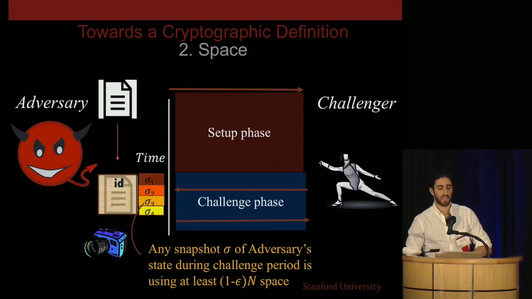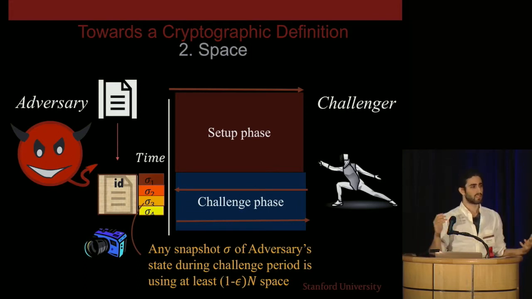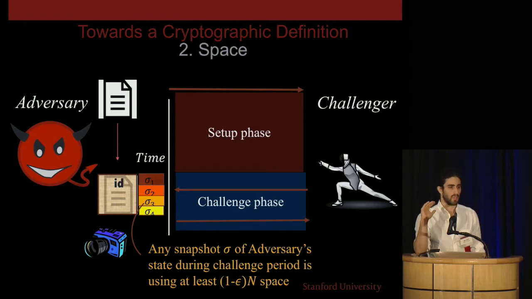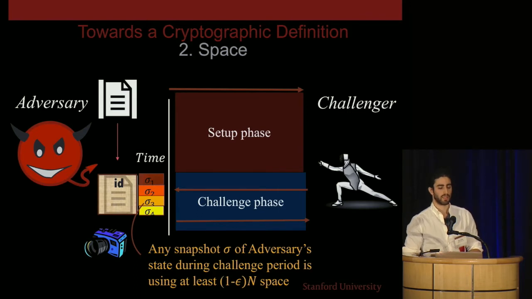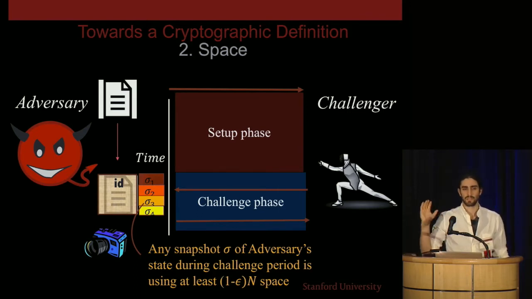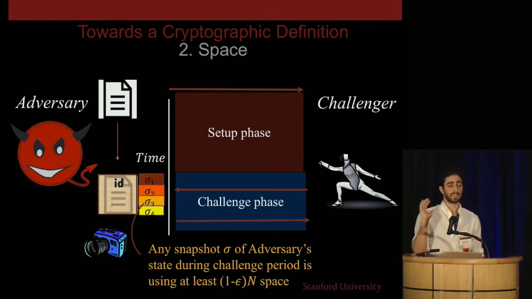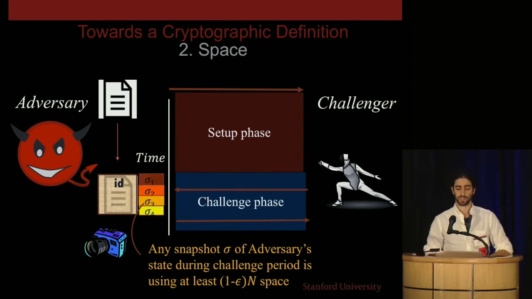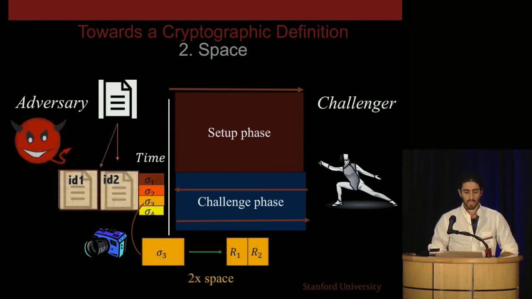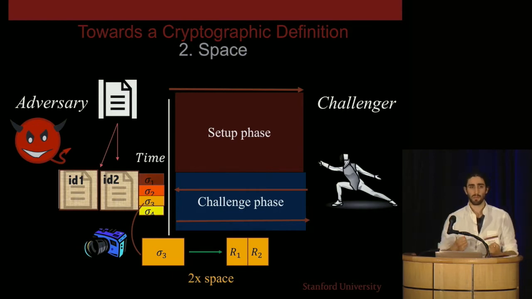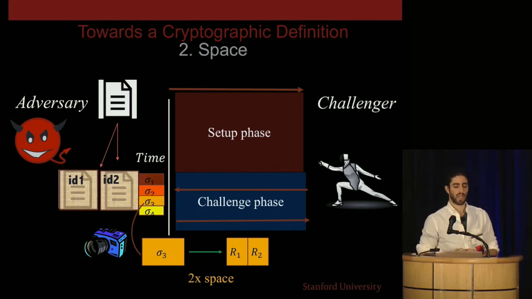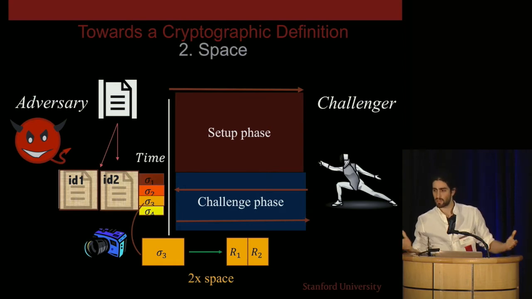We also want to have a space property, which says that if we look at the adversary's space utilization during any snapshot during the challenge phase, the adversary must be using at least some (1 - epsilon) times n space, where n could be at least the size of the file. We might want to make it a little bit larger even. And we also want this space property to capture this non-amortization property, that if the adversary produces 2 different replications of the same file or different files, it must be using 2 times the space. Right?